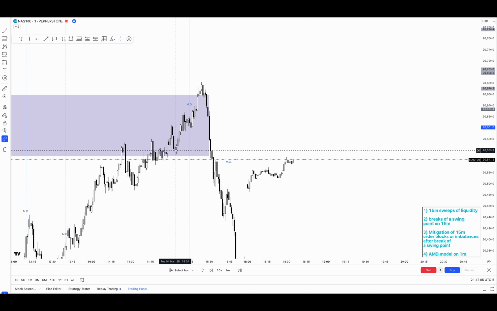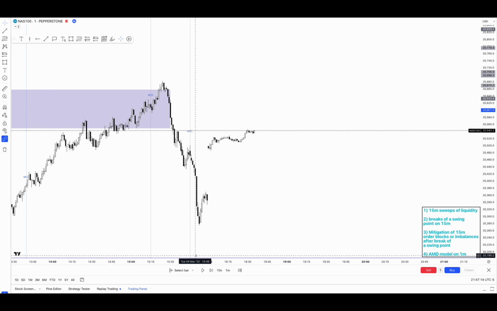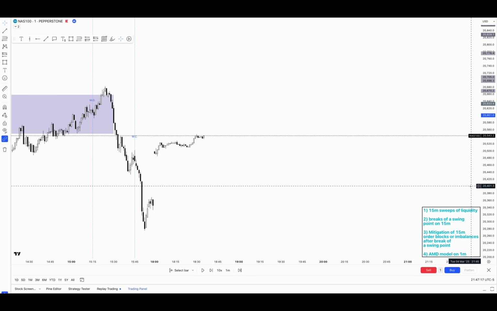So yeah, nothing here. It's not really breaking anything. It's just kind of accumulating upwards. Not really breaking down to the downside until this big push. No idea why that happened. It wasn't in the news or anything. So yeah, just push down, and then we get the Asian session here.